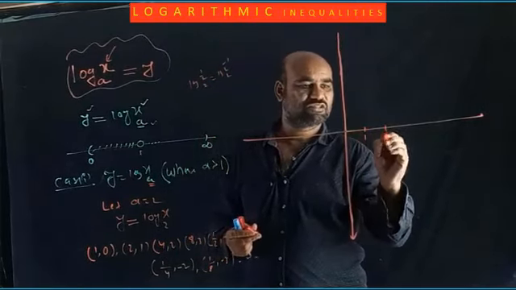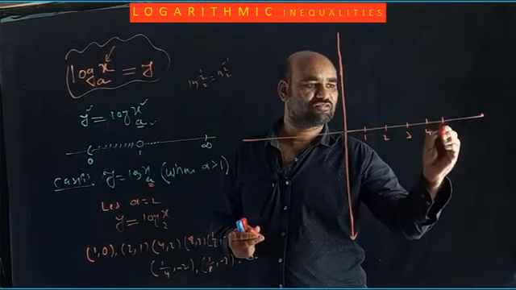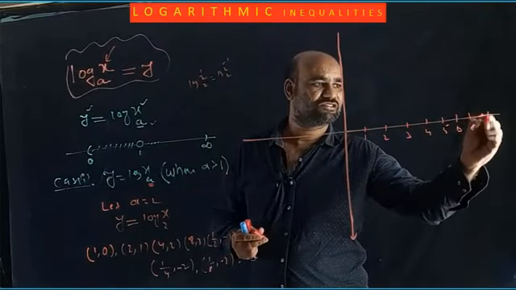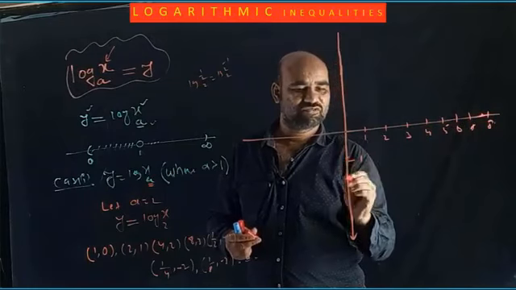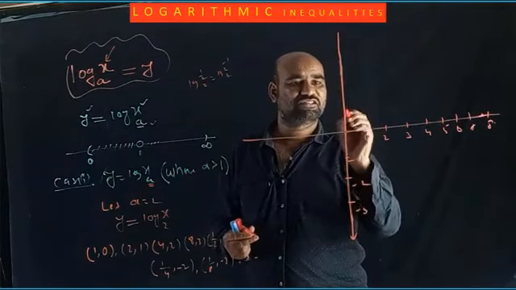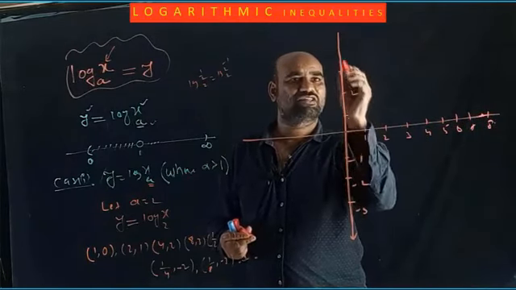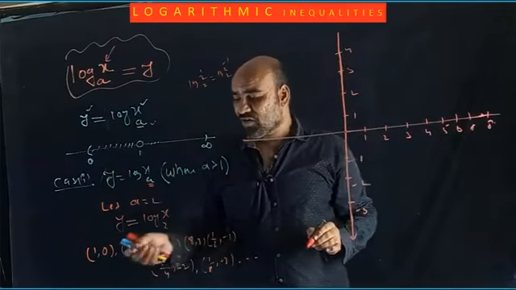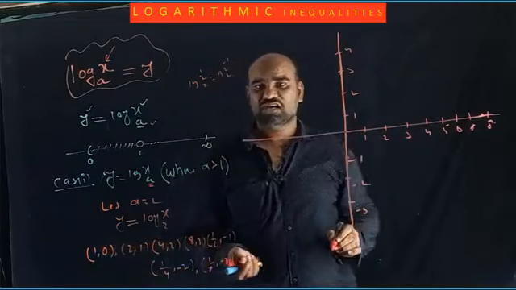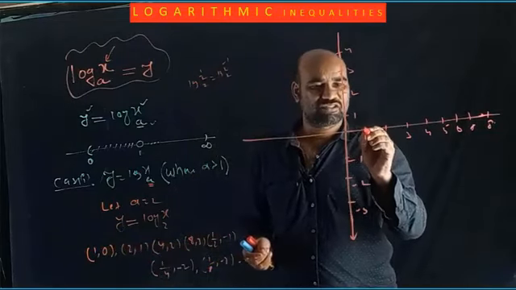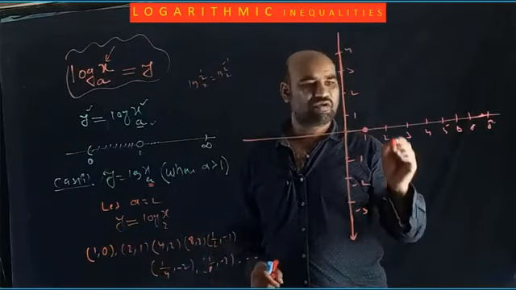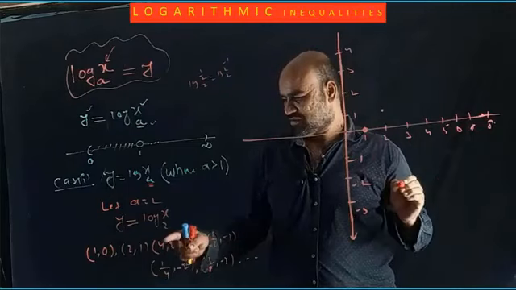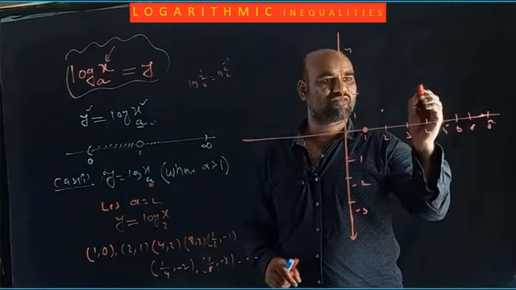Here 1, here 2, here 3, here 4, 6, 7, 8, here minus 1, minus 2, minus 3, 1, 2, 3, 4. Okay, this is our coordinate plane. Now I want to plot all these solutions on the coordinate plane: (1, 0), (2, 1), (4, 2).